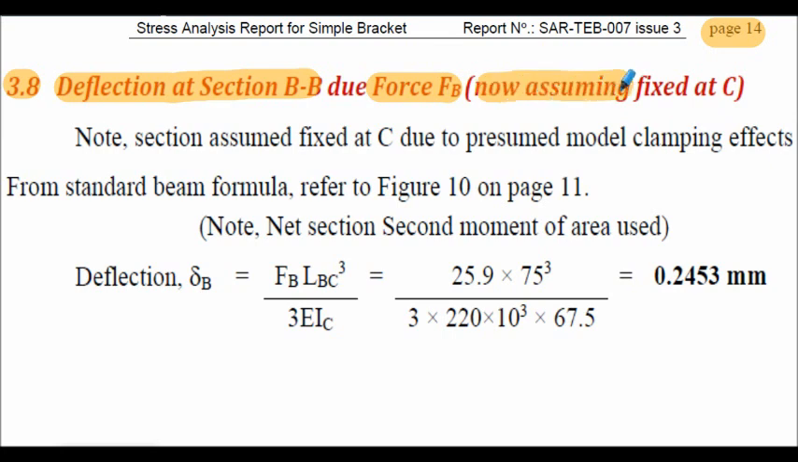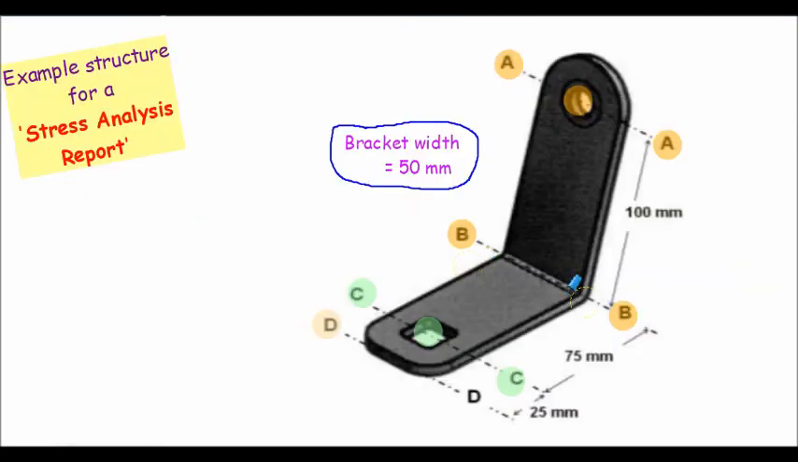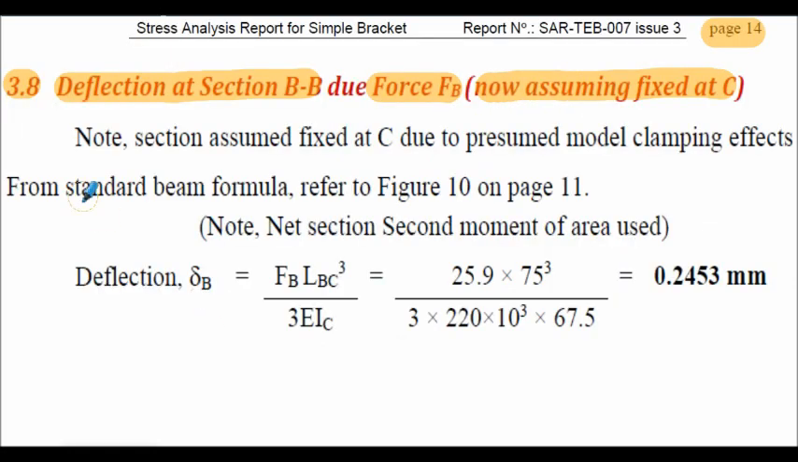We're now assuming that the bracket is fixed at section CC. Now we're calculating deflection through here at BB, assuming the bracket is fully fixed at CC. So again, this is part of my idealization, second cantilever beam here effectively. Again, we're using a standard beam formula from a reference source shown here.